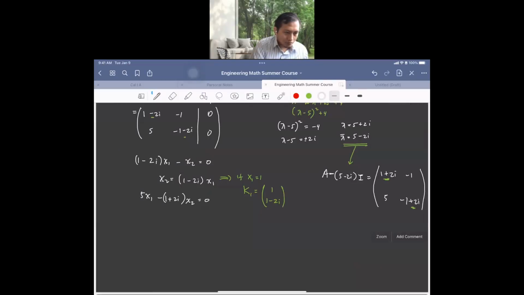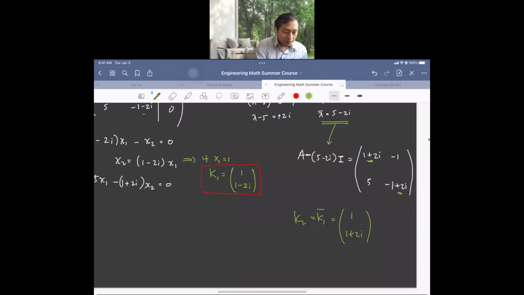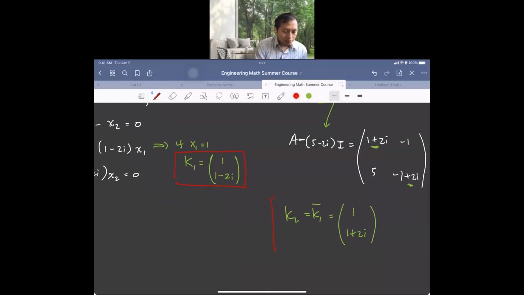So this will result in the other. So k2, let me write with the green color. Look at k1, which is 1 and 1 minus 2i. We have k2: if you compute this and see the row echelon form, and if you let one of the solutions be 1, then you will see the same or similar structure. Now this part is just k1 with the conjugate there. So which means k2 and k1 have the same structure.